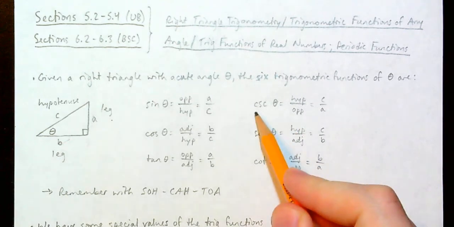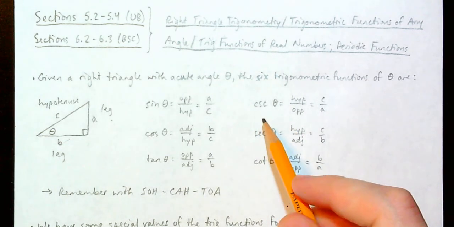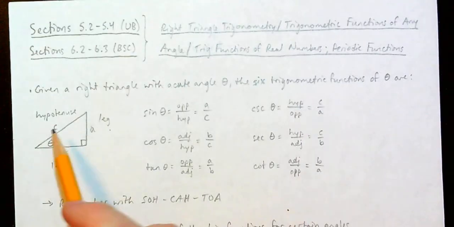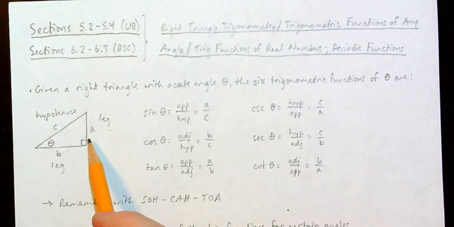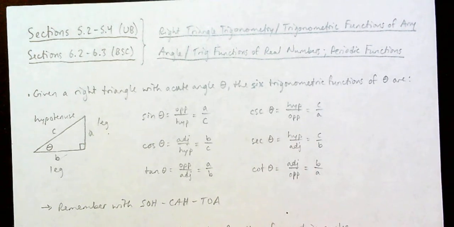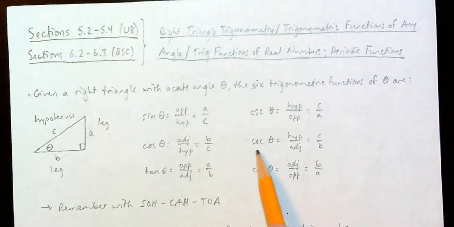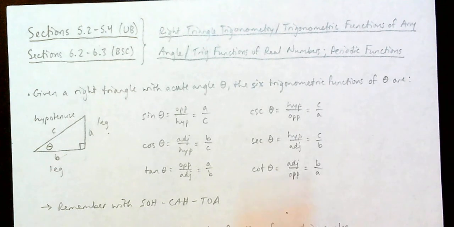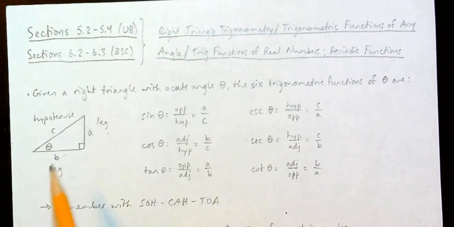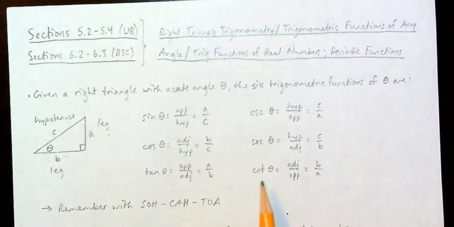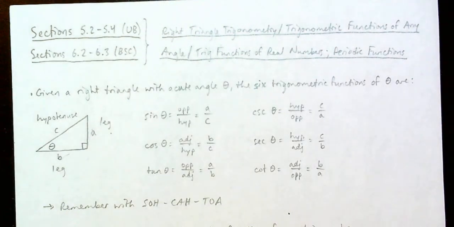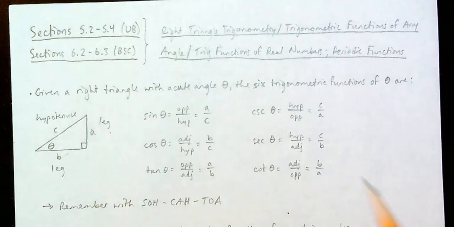There's cosecant theta, or CSC theta. This is the ratio of the hypotenuse over the leg which is opposite theta, or C over A. There's secant theta, SEC theta, the ratio of the hypotenuse divided by the leg which is adjacent to theta, or next to theta. And then there's cotangent theta, or COT theta, and that is the ratio of the side that is adjacent to theta divided by the leg that's opposite theta, or B over A.